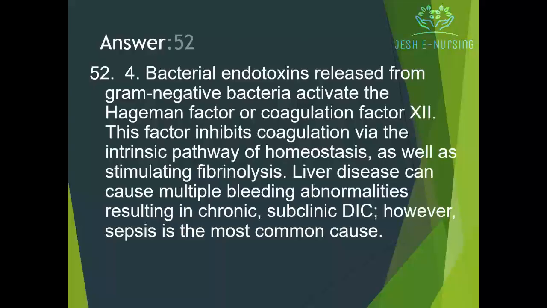Bacterial endotoxins released from the gram-negative bacteria activate the Hageman factor, or coagulation factor 12. This factor initiates coagulation via the intrinsic pathway of hemostasis as well as stimulating fibrinolysis. Liver diseases can cause multiple bleeding abnormalities resulting in chronic subclinical DIC. However, sepsis is the most common cause.